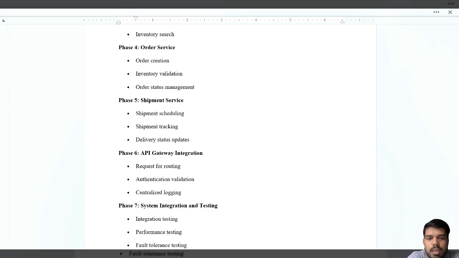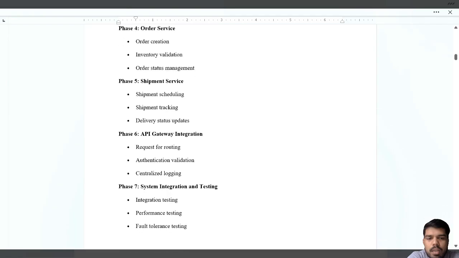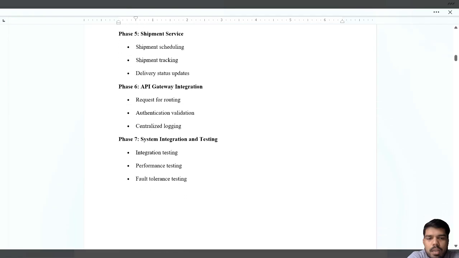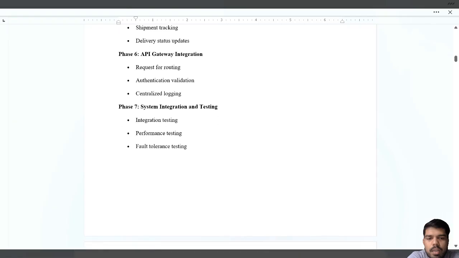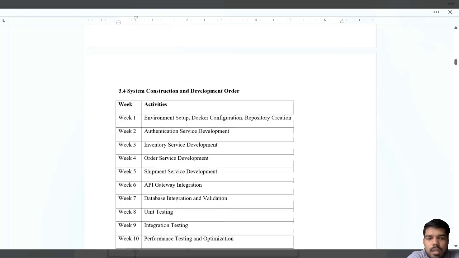And phase six is API gateway integration. And going to phase seven, which is performing the system integration and testing. All these phased approaches minimize risks and allow testing at each stage.